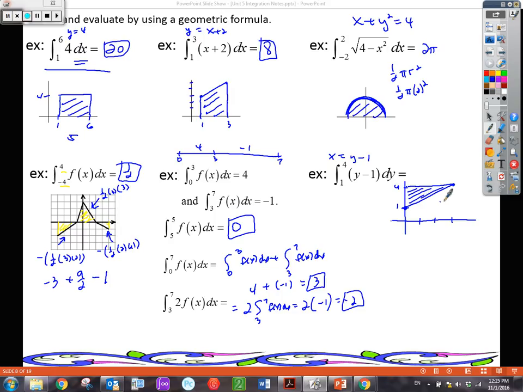So we're going to calculate, this is just a triangle like the other triangles we've been working with. We're going to calculate it the same way. So 1/2 base, well, that difference is 3, times the height. That difference is 3. So our answer is 9/2. Okay, and that's our very first integral with respect to y. How are we doing? We okay?